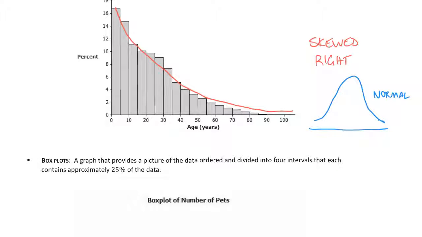Okay, so in this lesson, your practice is going to involve interpreting these graphs, so pulling information from the graph, and then also deciding, well, what is the shape of this distribution? Is it skewed left? Is it skewed right? Or is it normal? And that's going to be this lesson. So we'll see you in class.